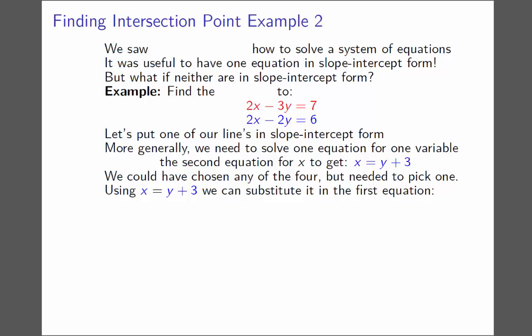Now, using x equals y plus 3, we can substitute it into our first equation as we did in the last problem. Doing this, we get the equation 2 times x, which is y plus 3 from the blue line, minus 3y equals 7. We can solve this equation now that it is an equation of just one variable, y. If you would like to see the steps done out, click the purple link to the left.